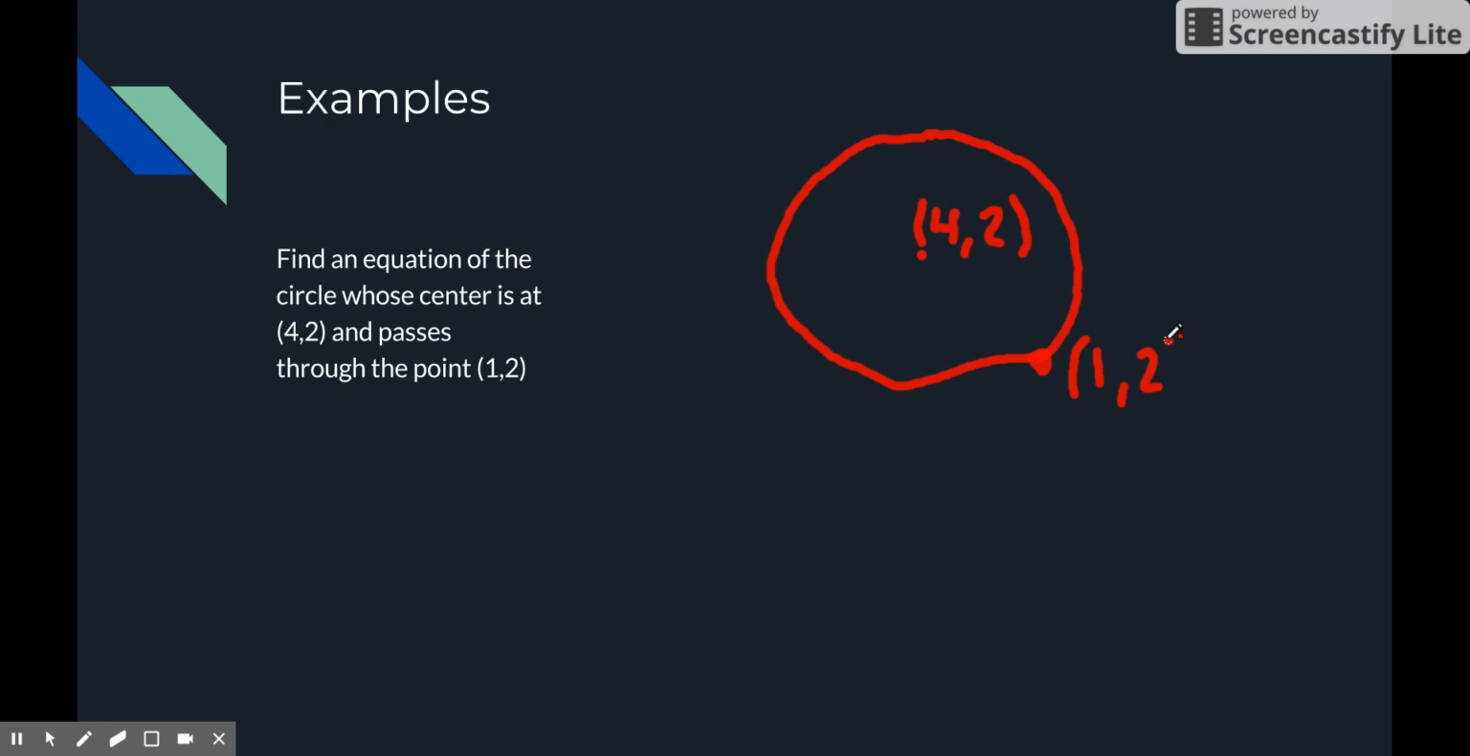And that's it. So I hope you have a better understanding of the equations of circles.